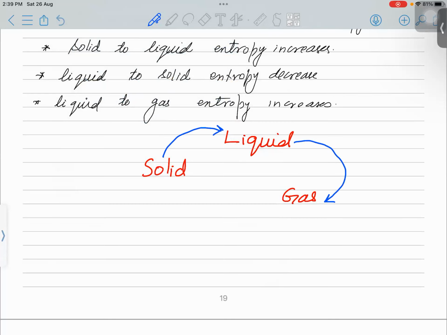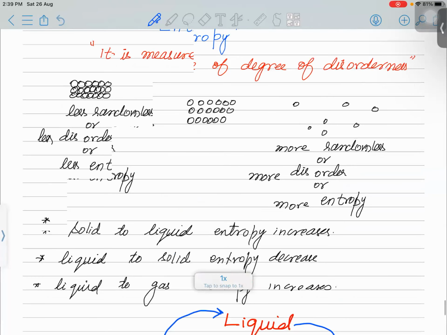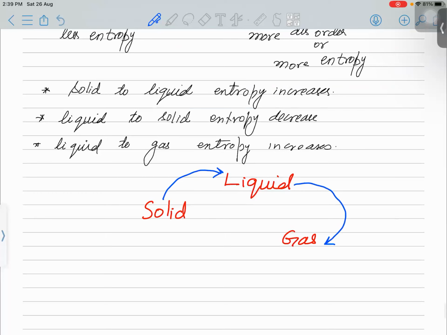Symbol of entropy is S. So delta S increases. Liquid to gas, delta S increases. Increases means positive.